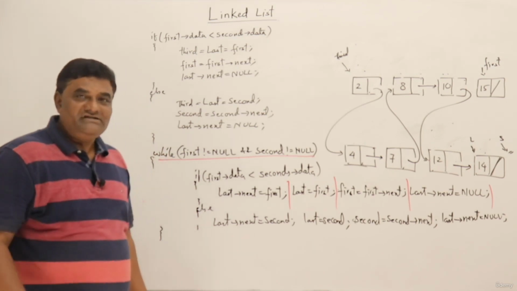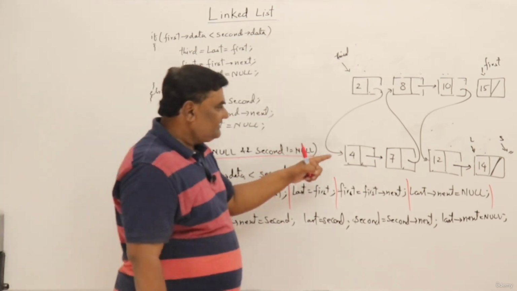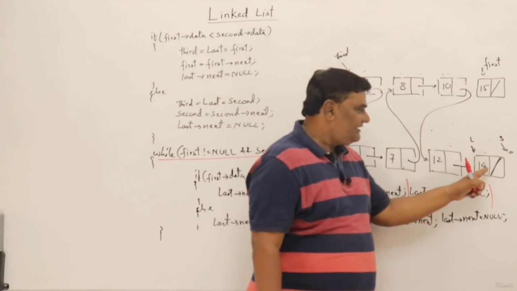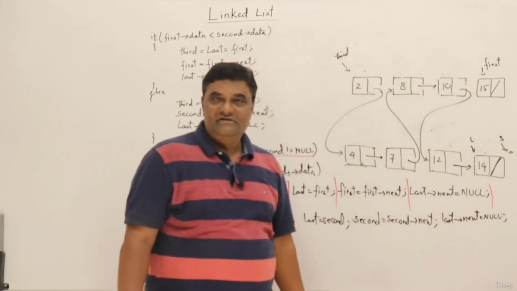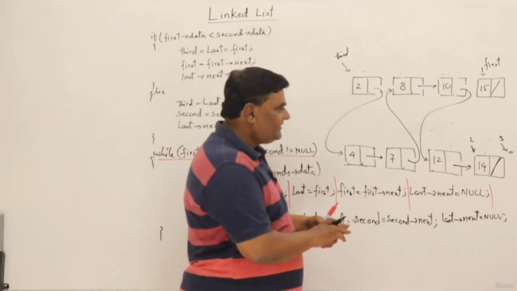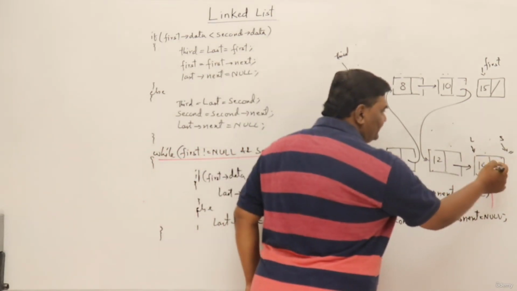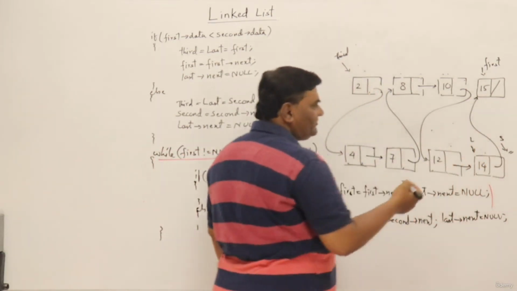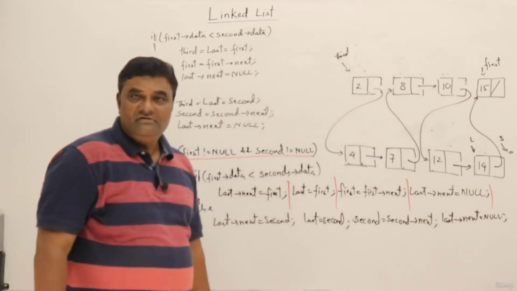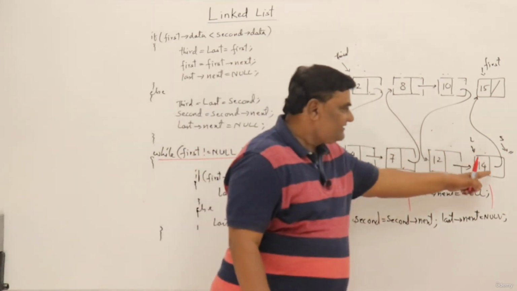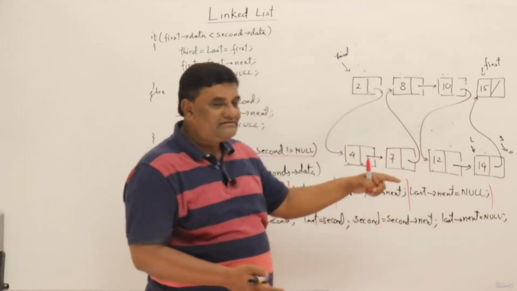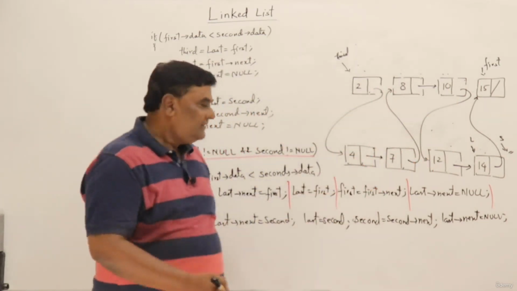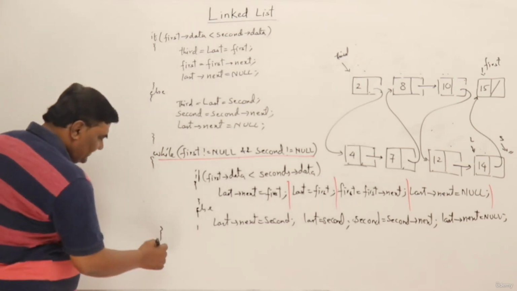Now at last, what is remaining? See, one of the linked lists has finished and last is pointing on this node. Now there are some nodes remaining in first. So if there are some nodes remaining in first, then last's next should point on first. That's all. Last next should point on first. If suppose there are nodes remaining in the second linked list, then it should point on second. So here I will write down that part.